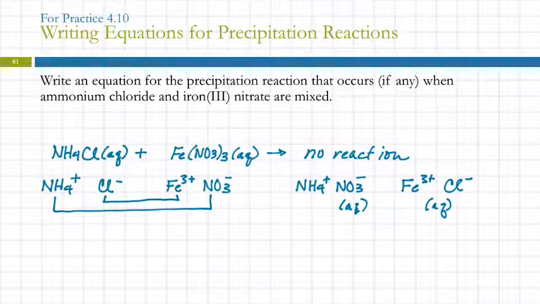Could you write products? You could, but there's no chemical reaction. Yes? So if they weren't soluble, there would be a reaction? Yeah. In the next example, we'll see that.